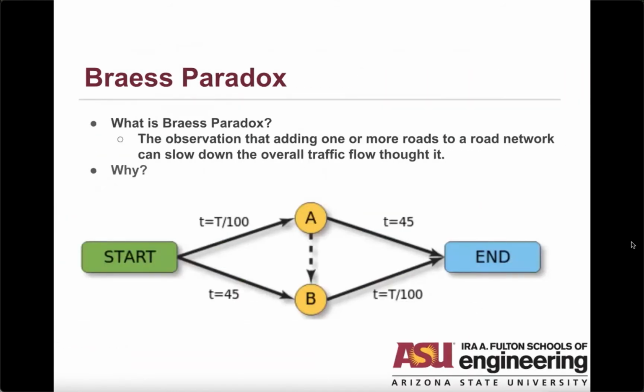Thank you, Alyssa. So what is Braess's paradox? Basically, it's the observation that adding one more road to a road network can ultimately slow down the overall traffic flow through it. Now, this may seem counterintuitive, so let's dig a little deeper and see what causes this phenomenon.